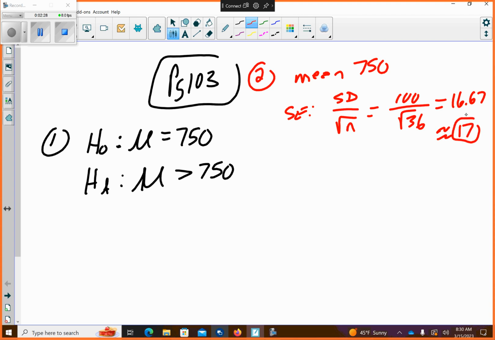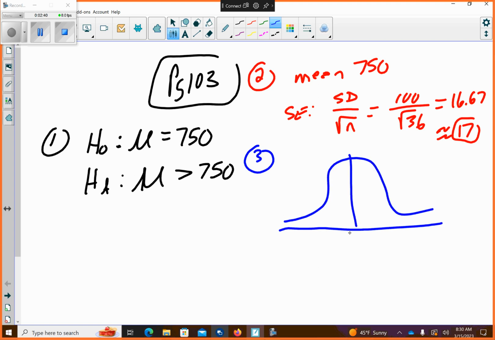All right. So we've done this kind of stuff before. Let's create our normal distribution. We're going to say that the 750 is here. We rounded it to 17 to make it a little more friendly. So this is 767. Add 17 to that. So 4, carry the 1, 7, 8.